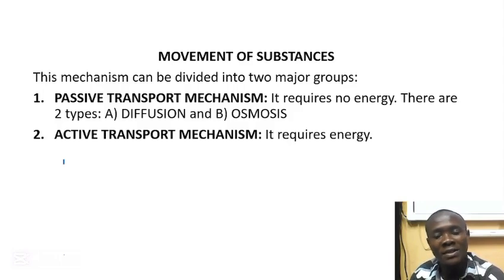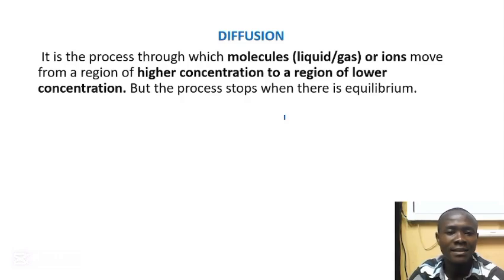So under passive transport, we have two examples of it, or two types of it. We have diffusion and we have osmosis. So let's start with passive transport. So let's start with diffusion.